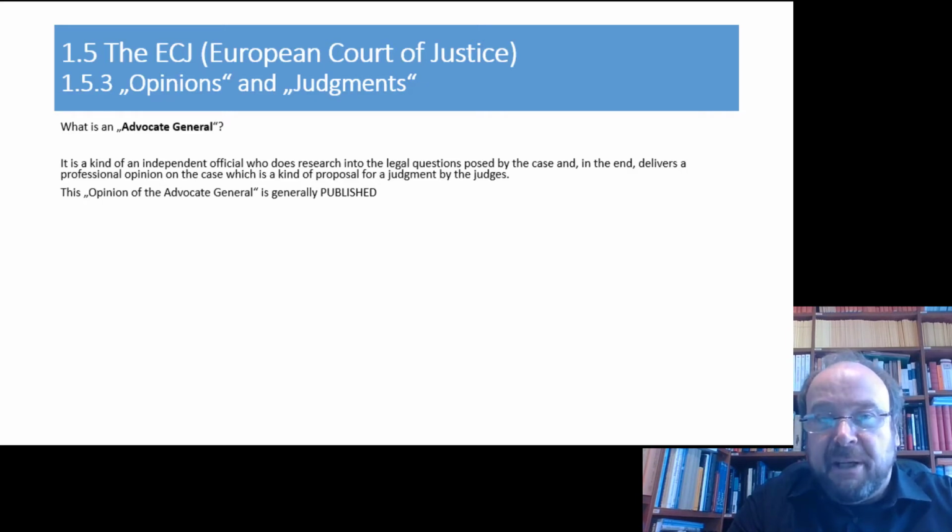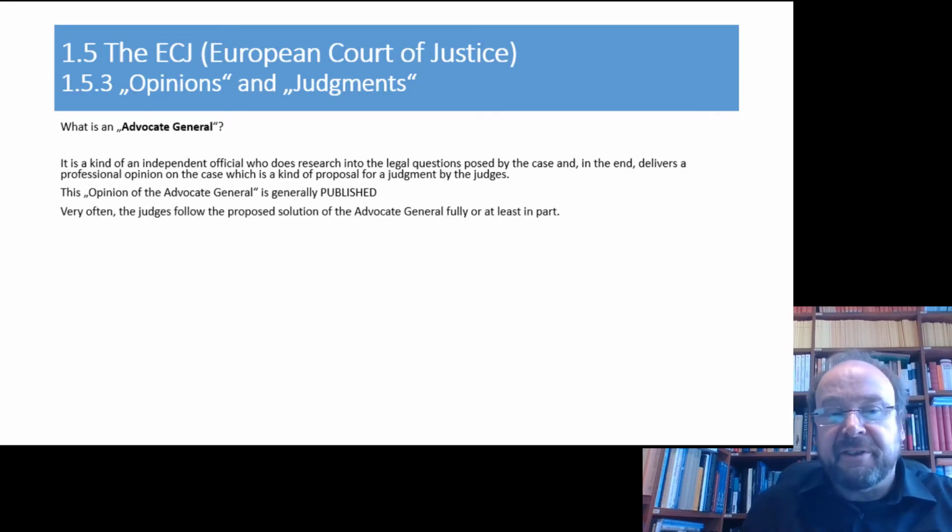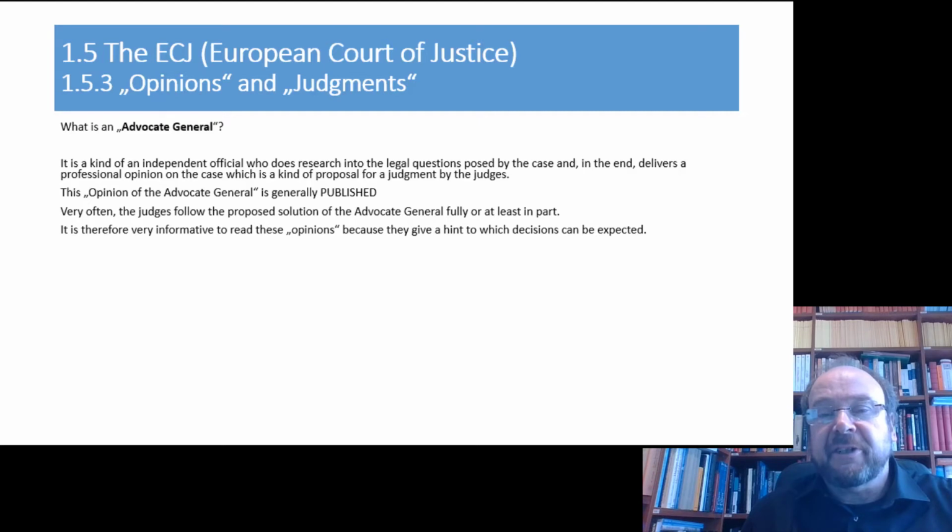That opinion is usually published on the internet site of the European Union Court. And very often the judges then follow the proposed solution of the Advocate General fully, or at least in part. So when the opinion of the Advocate General is published, you usually have an idea how the final judgment might look. It's highly probable that the judges will not completely decide against that opinion because, well, these guys are experts. So it's very, very informative to read these opinions because they give a hint as to which decisions can be expected.